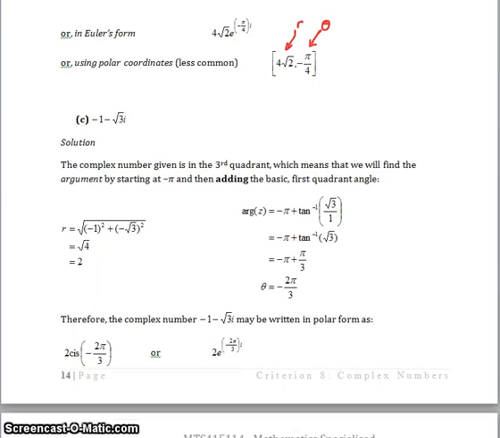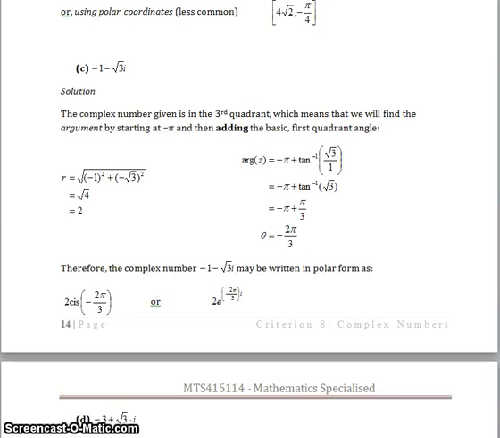Another example we've got is negative 1 minus root 3i. So we're going to first of all mark in where it lies on the plane. Negative 1, our negative real axis here, across negative 1, and then negative root 3 is our imaginary part. So we're going across to the left and down. We know it's going to be in the third quadrant.